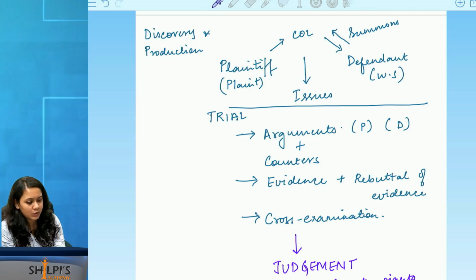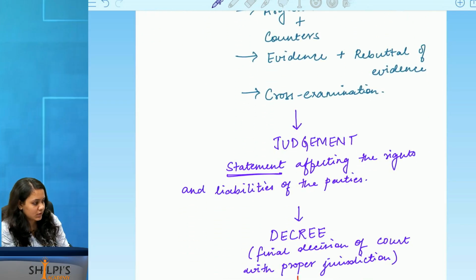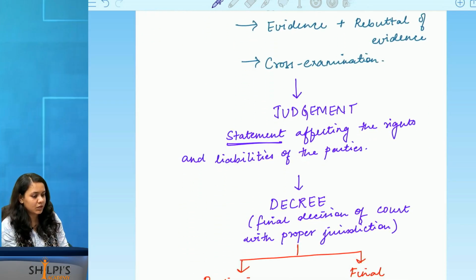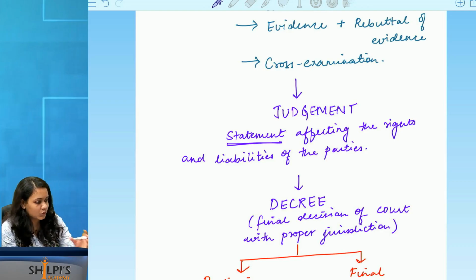Based on this, there will be arguments by the plaintiff and defendant. There will be counter arguments, cross-examinations, submission of evidence, rebuttal of evidence. Everything will happen at this stage. Once this stage is over, the judgment is given. Judgment is merely a statement. If you have to know the difference between a judgment and a decree, judgment is a statement, whereas decree is the final document which is given by the court of law.